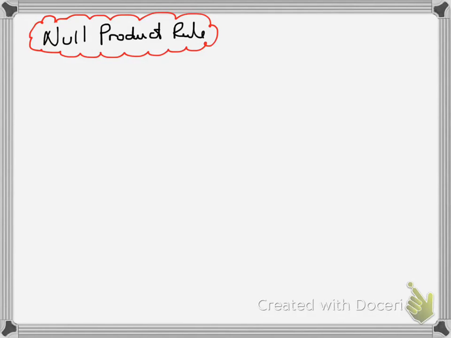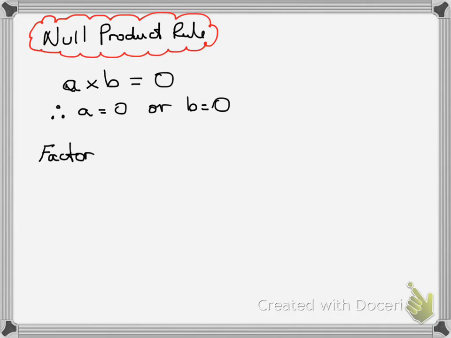And the null product rule basically says that if I have A multiplied by another thing, or another letter, value, and that equals 0, therefore either A must equal 0 or B must equal 0. Now this is really important when we're looking at factorisation of quadratics or anything else like that. So let's look at some basic factorisation. We're going to be applying this rule, or the null rule, all the time.